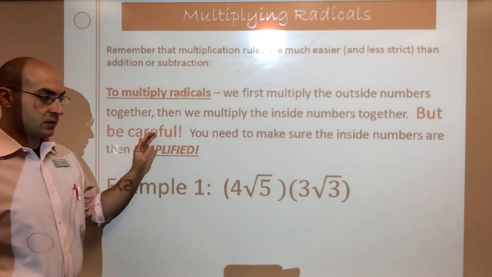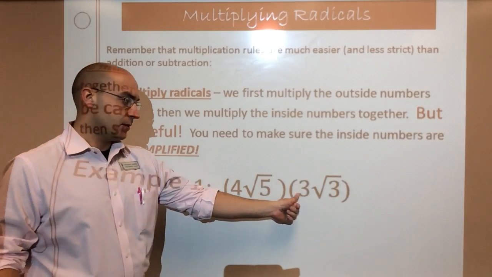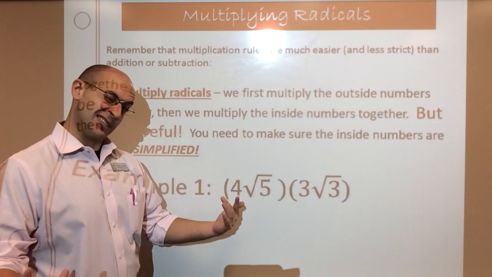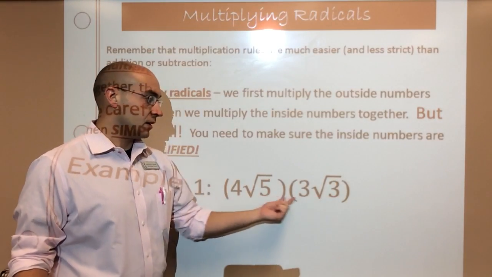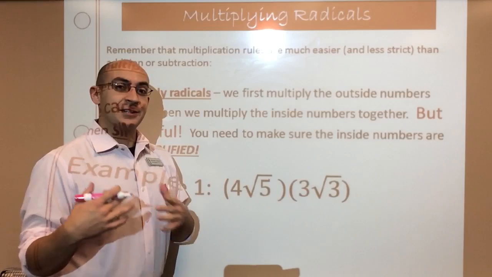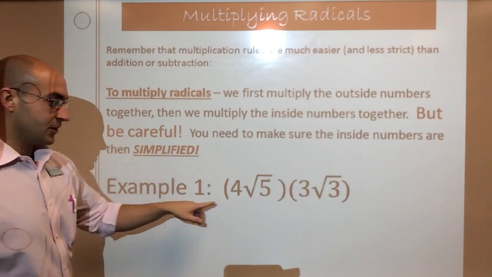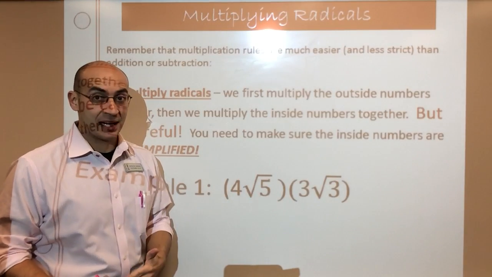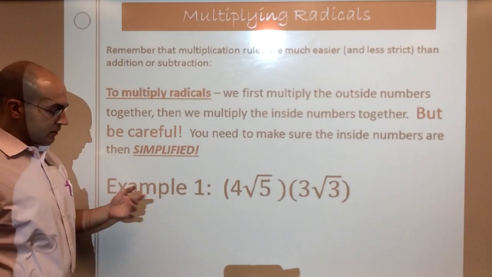To multiply a radical, it's actually a pretty simple process. First step is you're going to multiply the two numbers on the outside, or the numbers to the left of the radical sign or the root sign, and then you're going to multiply the numbers that are underneath the radical sign. Now the tricky part is here. You've got to make sure the number that's underneath the radical sign, once you're done multiplying, is simplified. Okay, now that is where it gets a little bit tricky. But we'll do a couple of examples and we'll see how it goes.